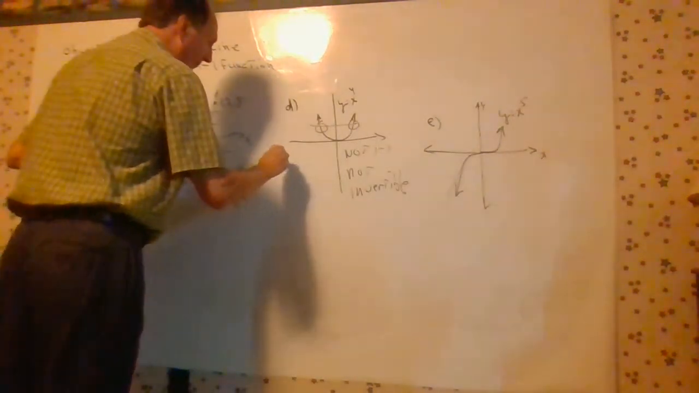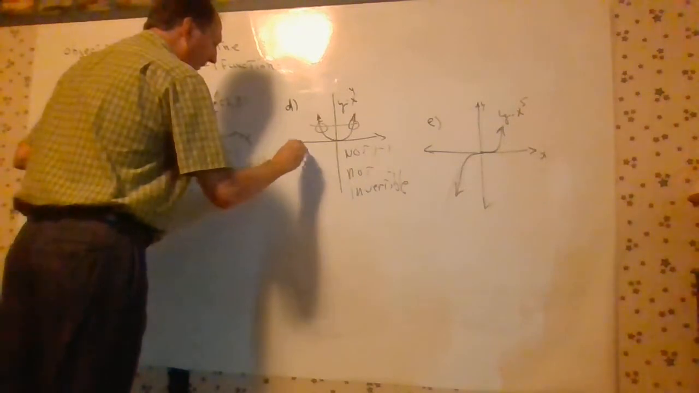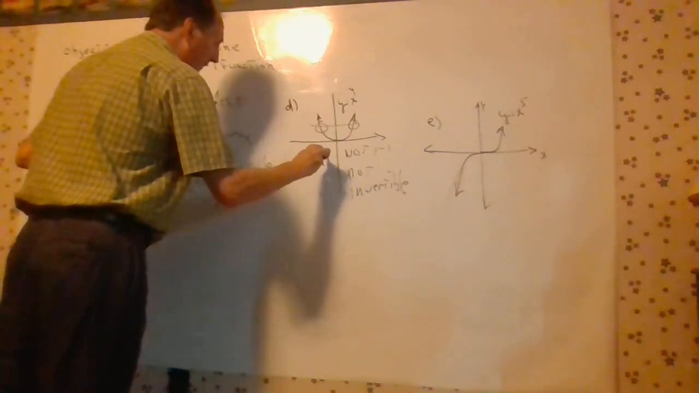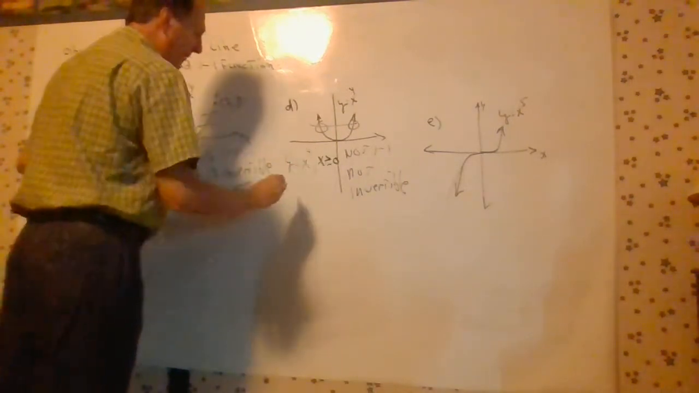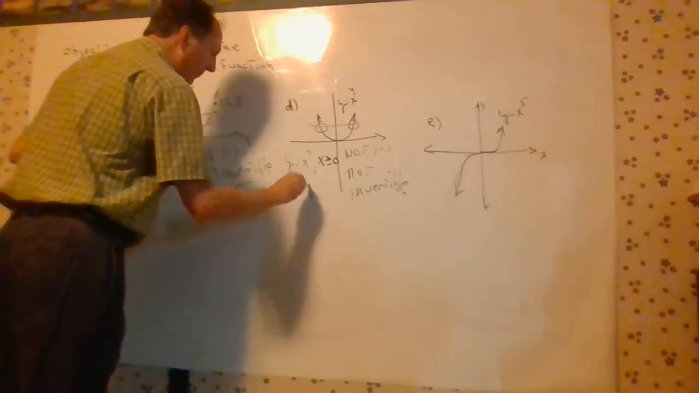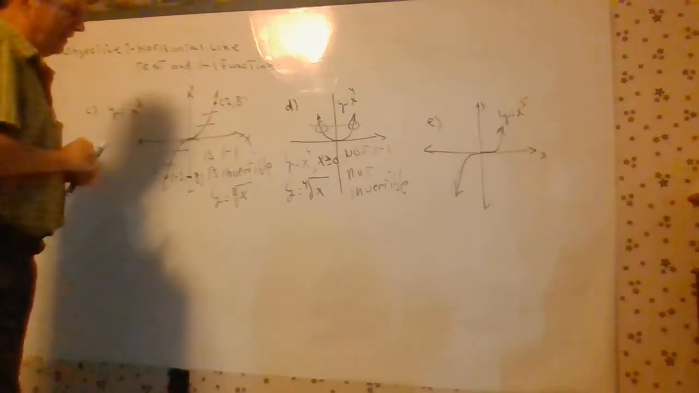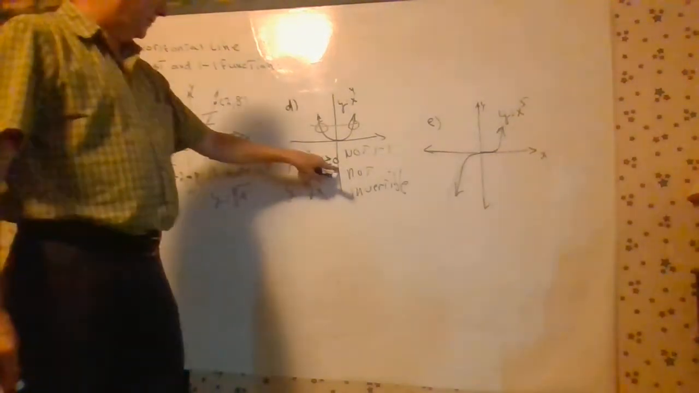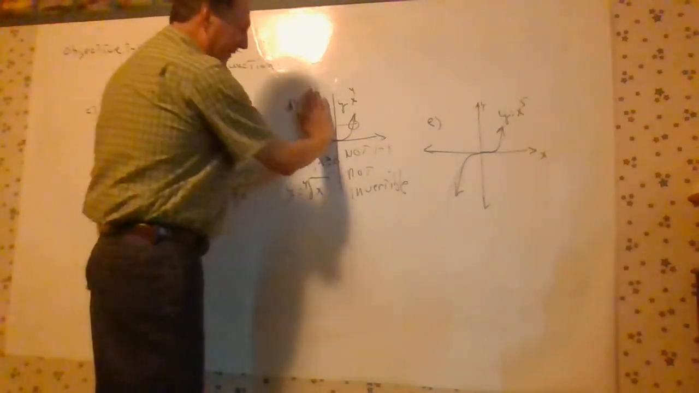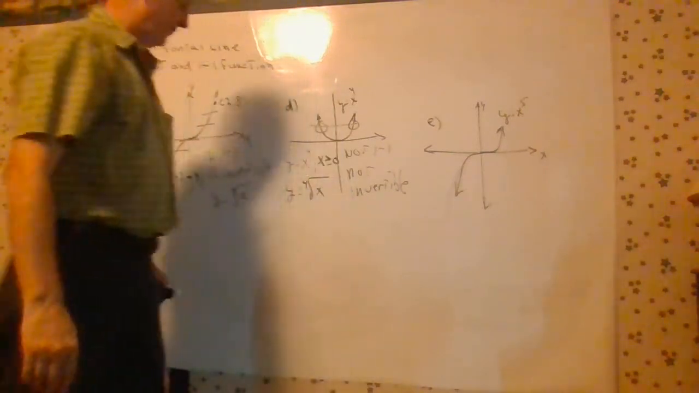If you said, for instance, y equals x to the fourth, x greater than or equal to 0, the inverse is y equals fourth root of x. By restricting x to the greater than or equal to 0 values, then it passes the horizontal line test.